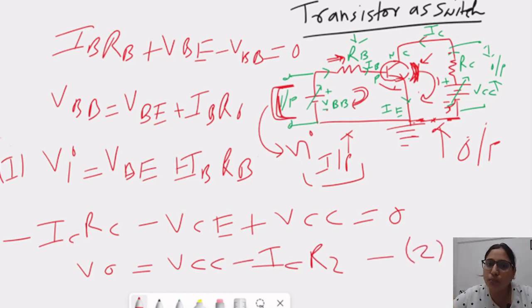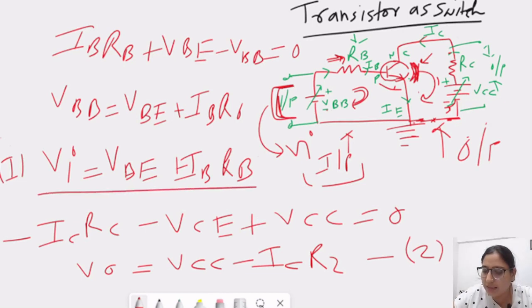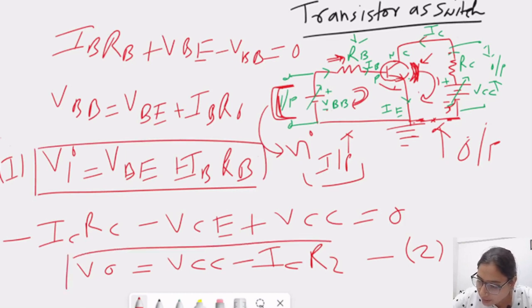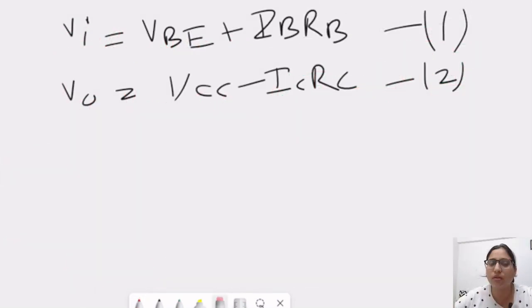So from input and output we get two equations. First one is input Vi is nothing but VBE plus IBRB, and second one V out is nothing but VCC minus ICRC. So now these are the basic equations which we get from input and output loop. Now we will discuss it in a little more detail.